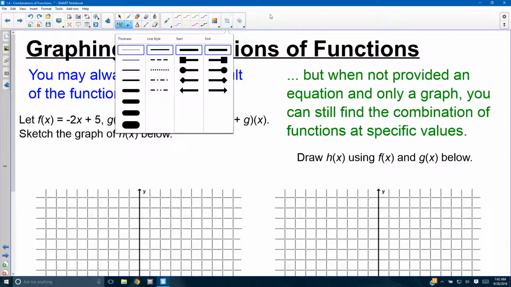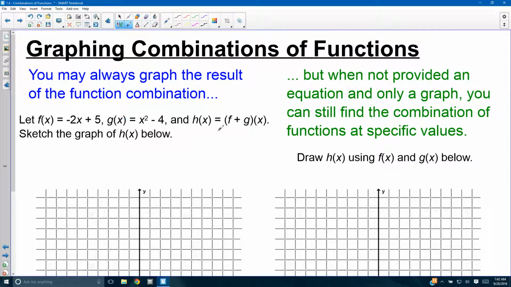So I'm giving you f of x and g of x. I'm making a new function called h of x, which is the sum of f of x and g of x. So h of x is f of x plus g of x. And that's equal to negative 2x plus 5 plus x squared minus 4. Which when you write it in combination with everything, sorry, this is h of x, by the way. So that is x squared minus 2x, I believe, plus 1.